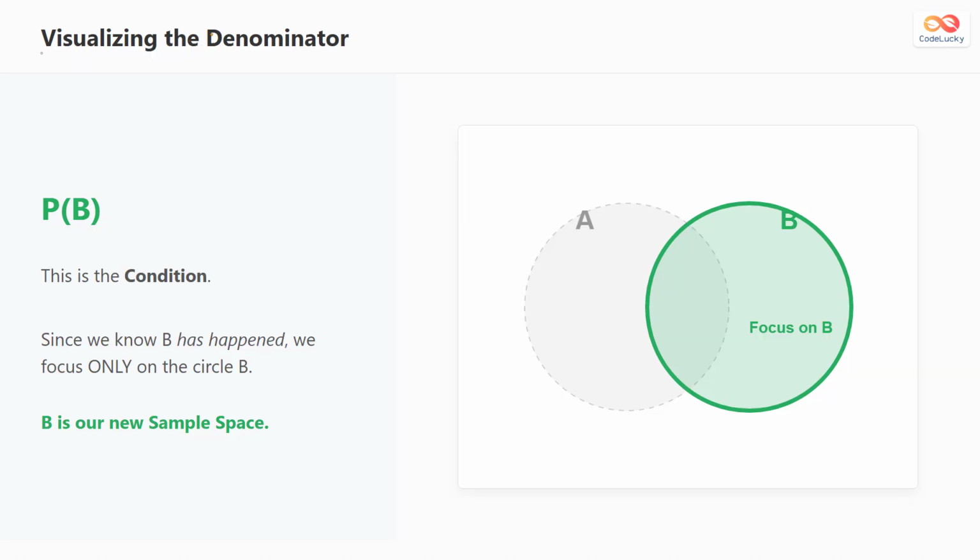Now look at the bottom part, P of B. Since we know event B has happened, the rest of the universe doesn't matter anymore. Our entire focus shifts to the circle B. This green area becomes our new sample space.